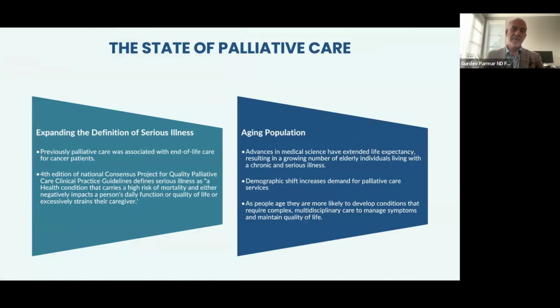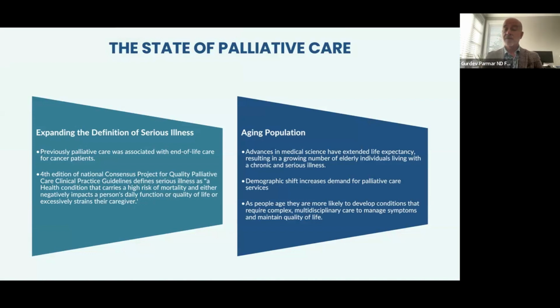So as mentioned, the expanded definition of a serious illness: the 4th edition of the National Consensus Project for Quality Palliative Care Clinical Practice Guidelines defines a serious illness as, and I quote, a health condition that carries a high risk of mortality and either negatively impacts a person's daily function or quality of life or excessively strains their caregiver. That's a broad definition.